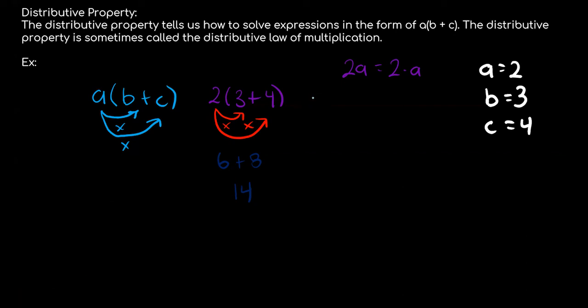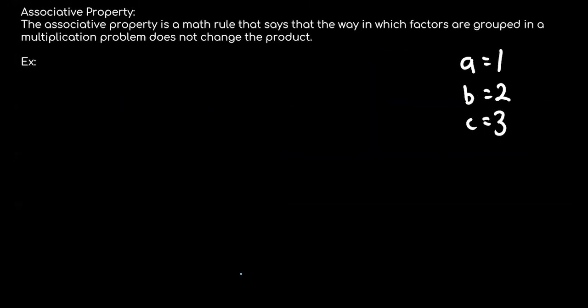Let's just take this 2(3 + 4), and we're just gonna go 4 plus 3 equals 7. 7 times 2, remember it is implied, just like right here. 2 times 7 is equal to 14. So they are equal. Now let's go to the associative property.